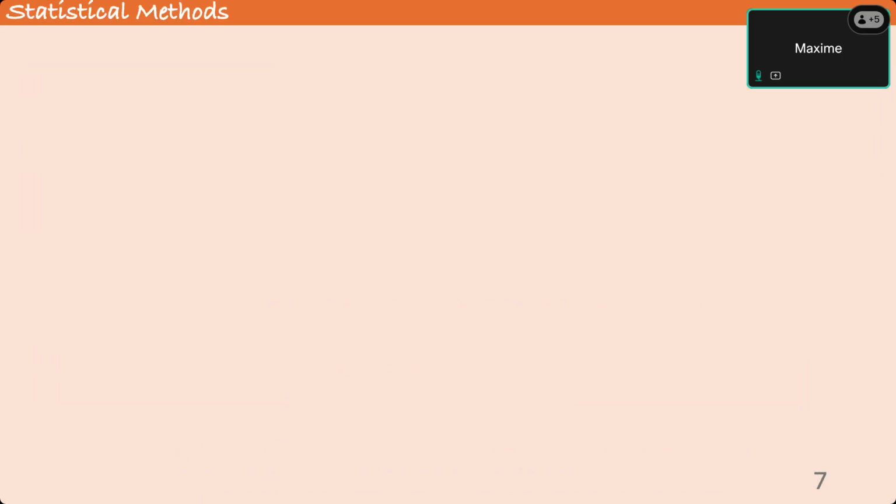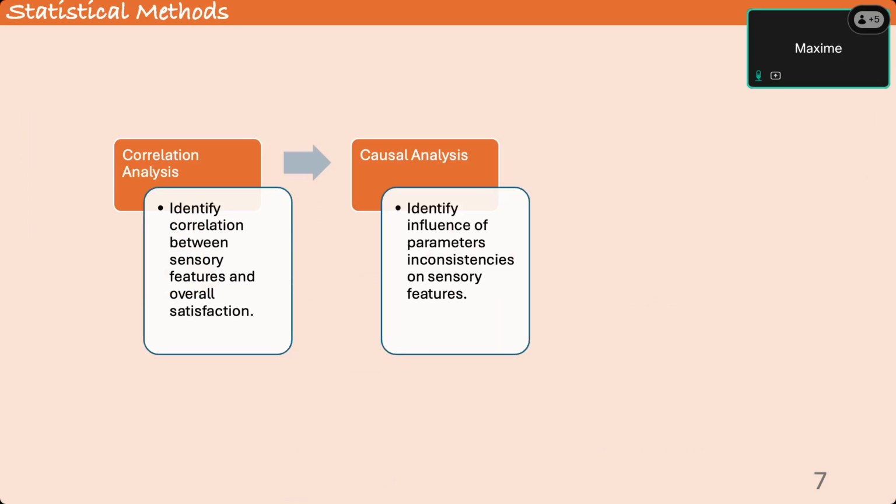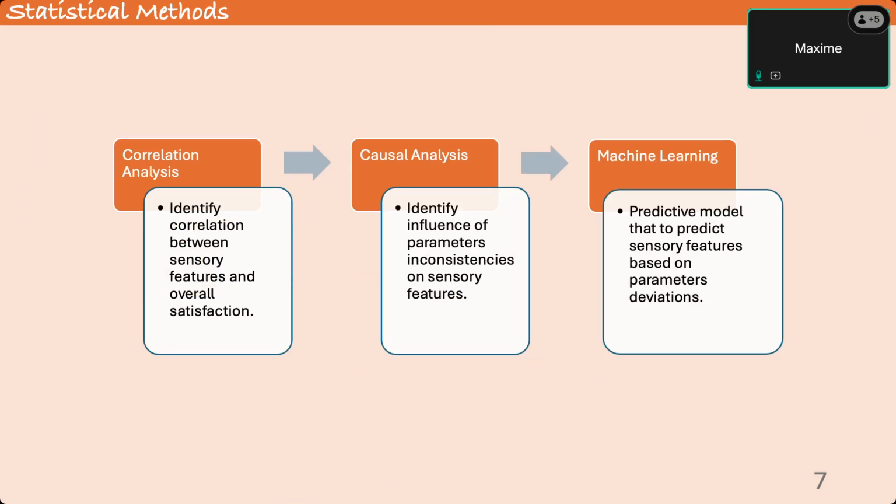In this research, we are using statistical methods, three of them. The first one is the correlation analysis, which helps us understand the correlation between the sensory features and the overall satisfaction of our customers. The second one is the causal analysis, which estimates the influence of parameter deviation on the sensory features of the coffee. And the third one is the machine learning predictive model to predict the sensory outcome of the coffee.